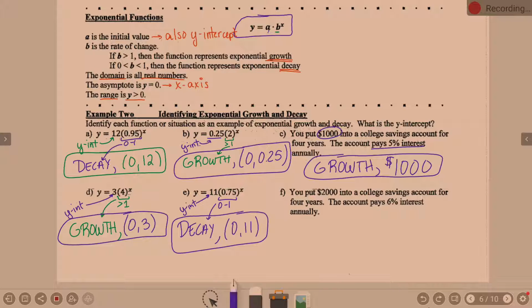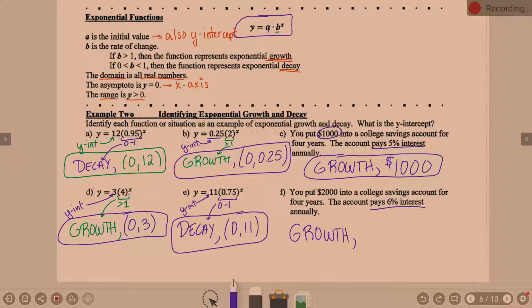Okay, F. Did we do better on F than we did on C? You have to read it and think more in terms of what's going on here. $2,000 in a college savings account for 4 years. The account pays 6% interest. Is this growth or decay? Yeah, the account is paying the interest, right? So my money is growing. This is why you want to be able to put money in a savings account. Okay, this is growth.